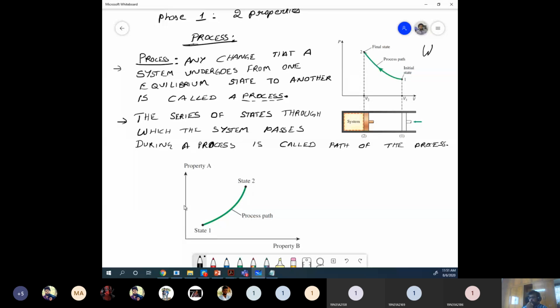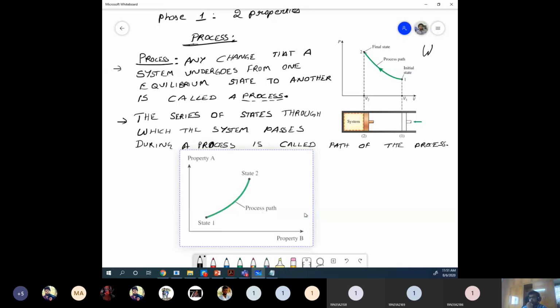There are cycle paths also. For IC engines we have the Carnot cycle, and for the jet engines they have the Brayton cycle. There are different cycles for that, so we'll learn some of those cycles here. So that was about process.